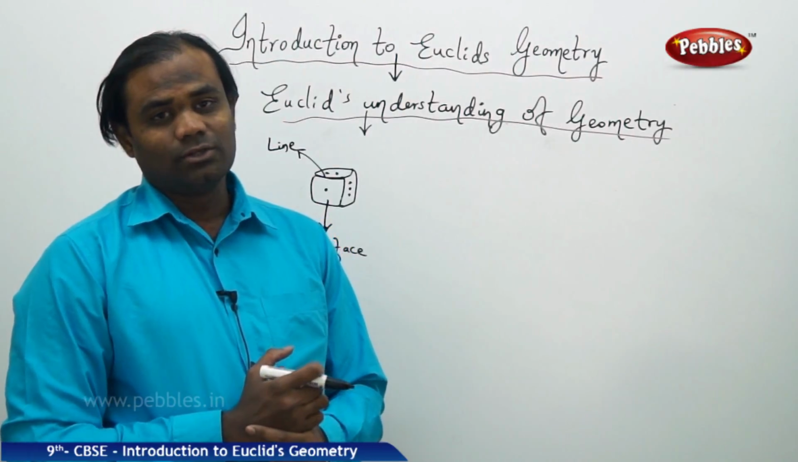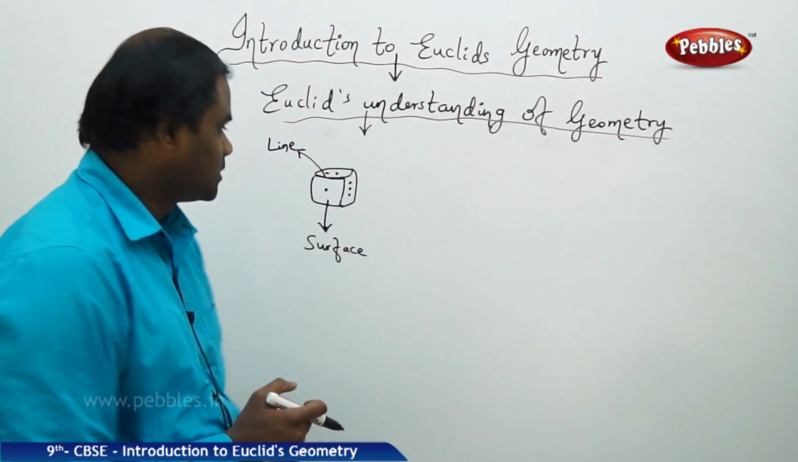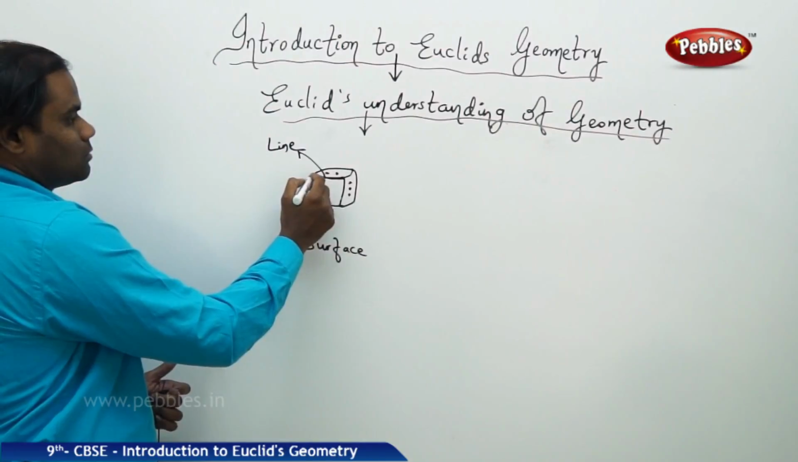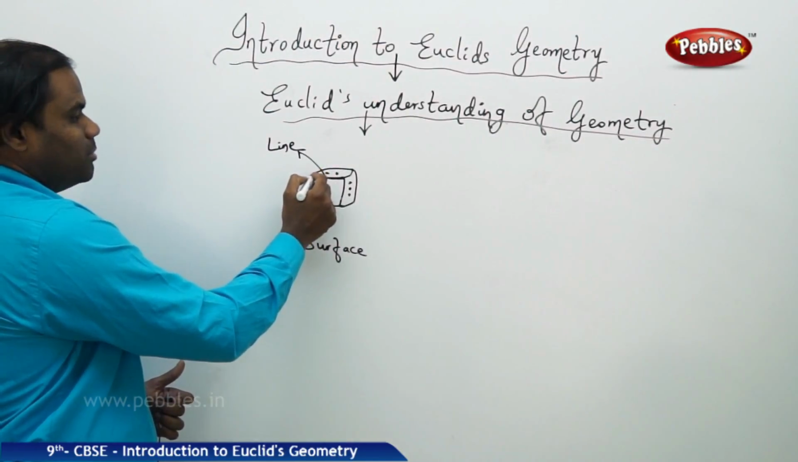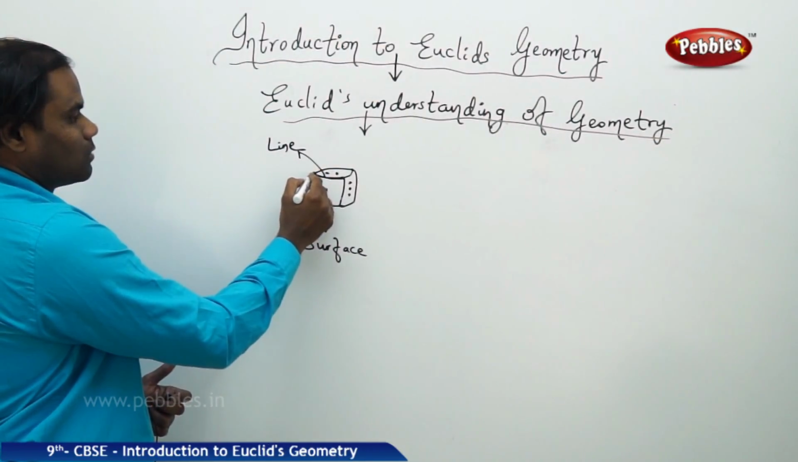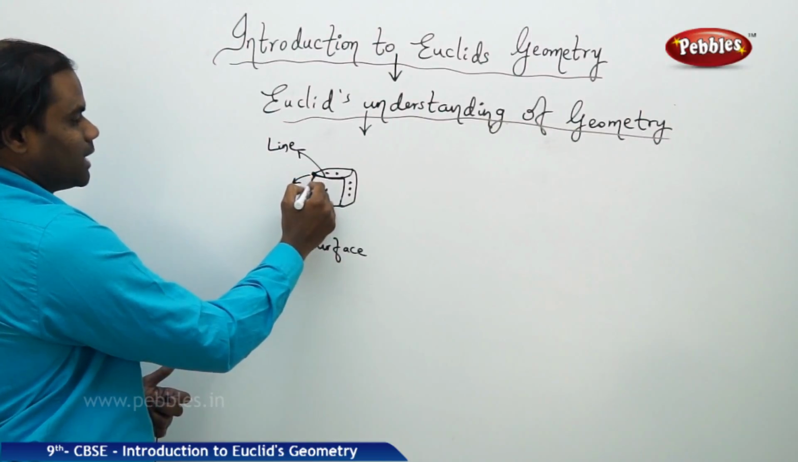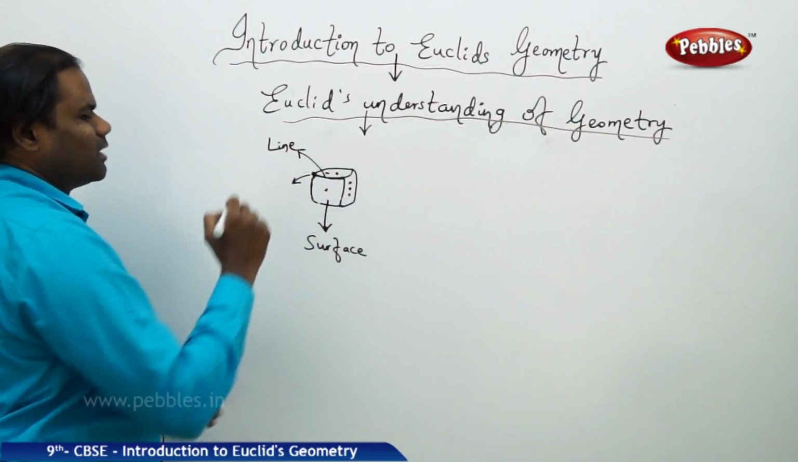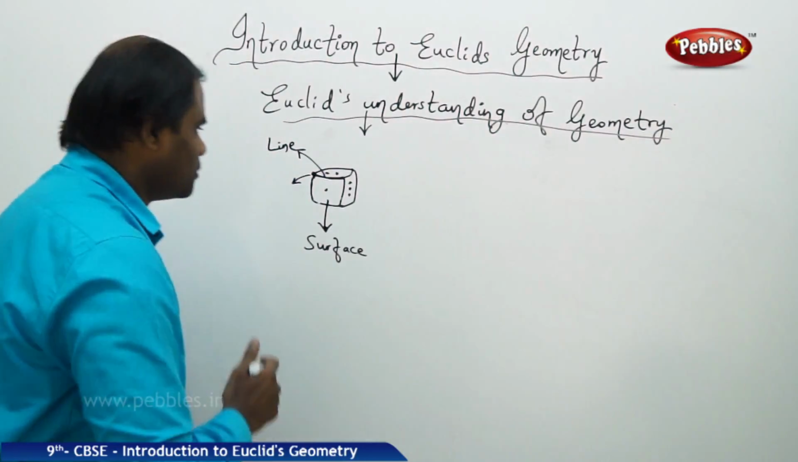And further, Euclid's geometry understands that all the lines meet at a point. So here, this line and the other line all meet at a unique point.